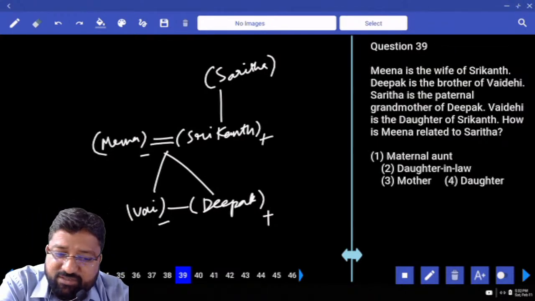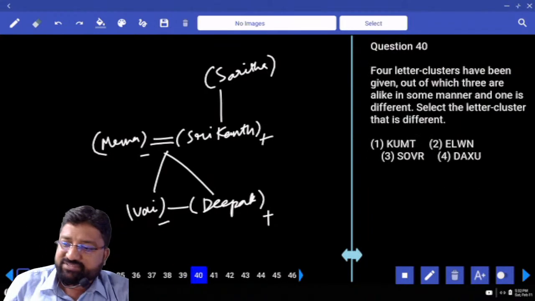How is Meena related to Sarita? Meena is the daughter-in-law of Sarita.